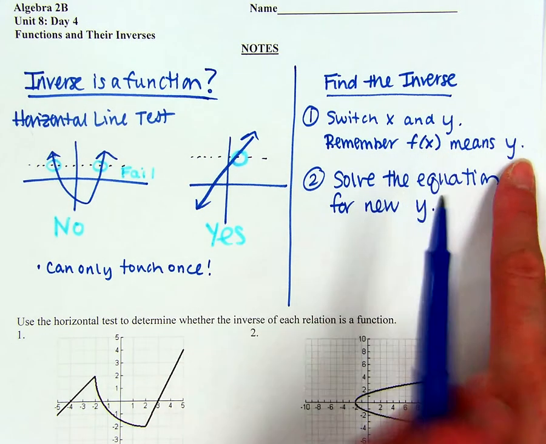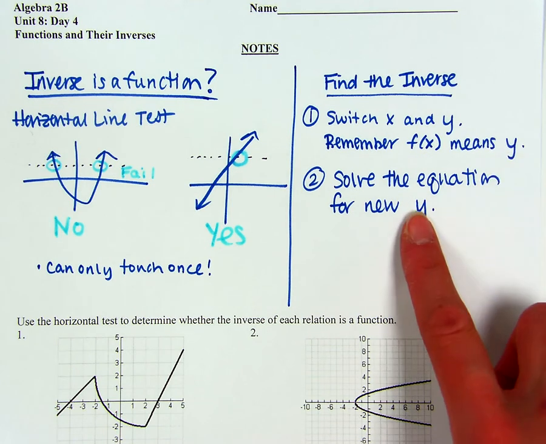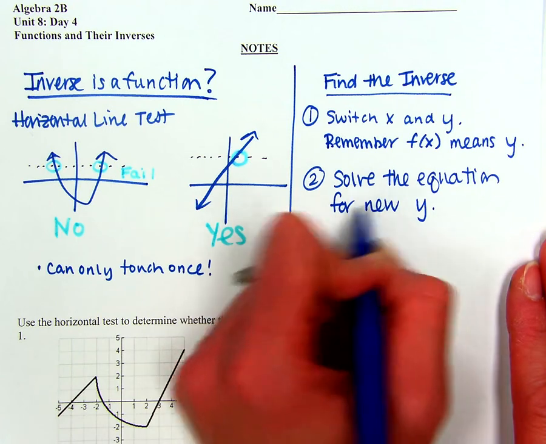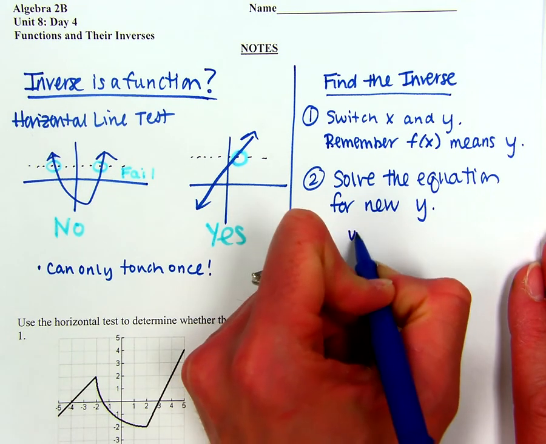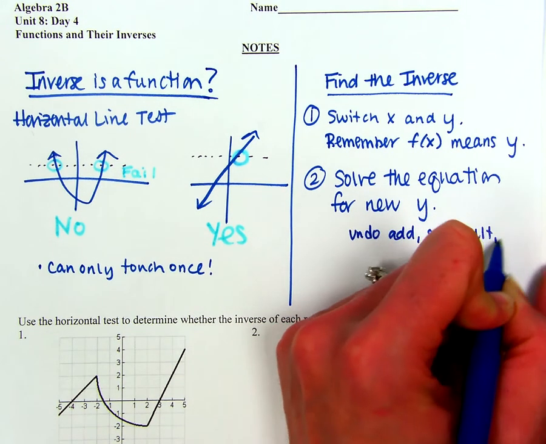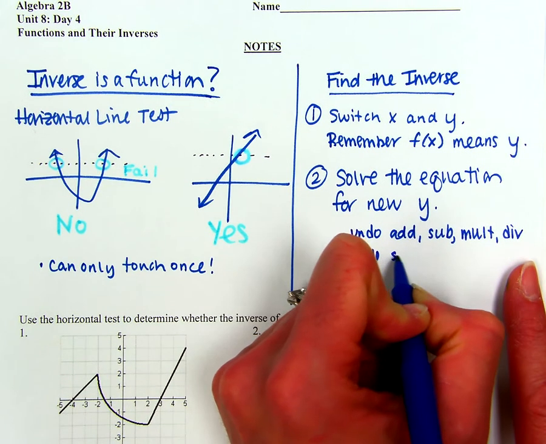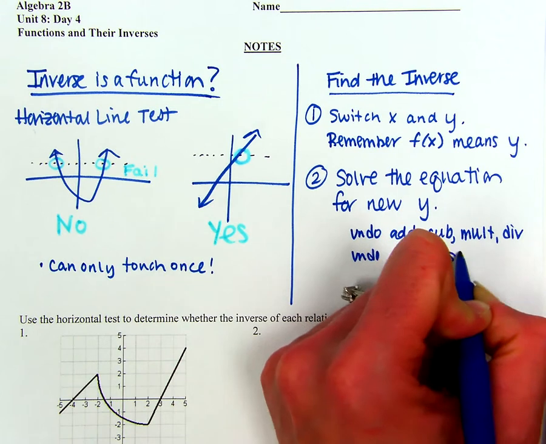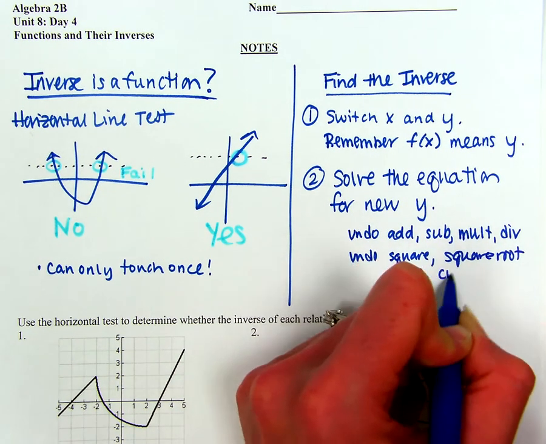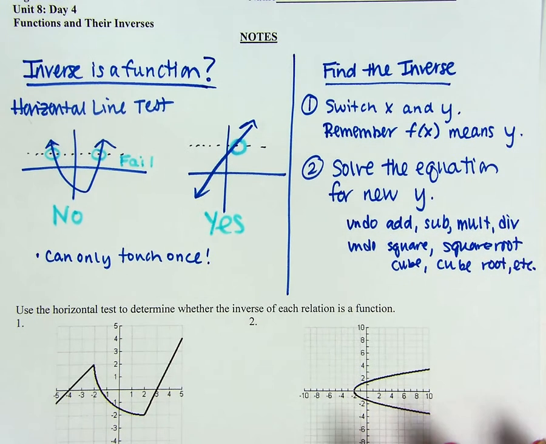And remember that f of x means y, so you may not see the letter y in there initially, but you remember you can replace that. When you get your new y, you just have to get y all by itself. So you have to isolate the variable. You're going to solve the equation for the new y. You may have to undo adding, subtracting, multiplying, and dividing. You may even have to undo a square or a cube. So a square root, a cube root, etc. All right, and we'll get to some examples of those.